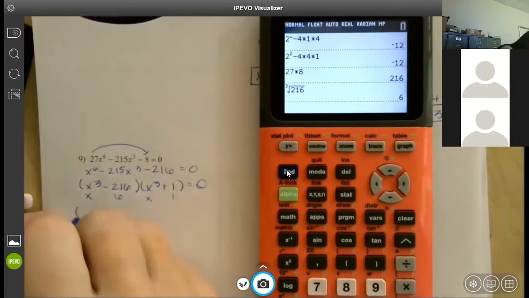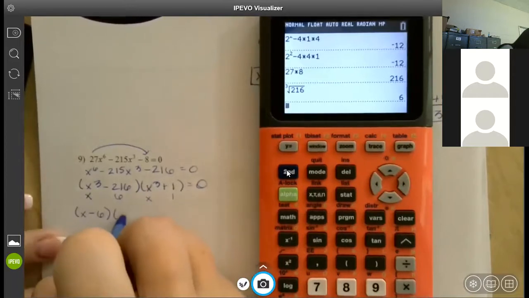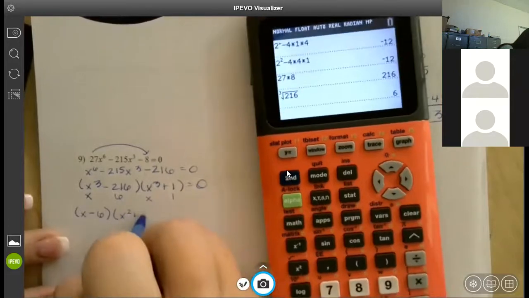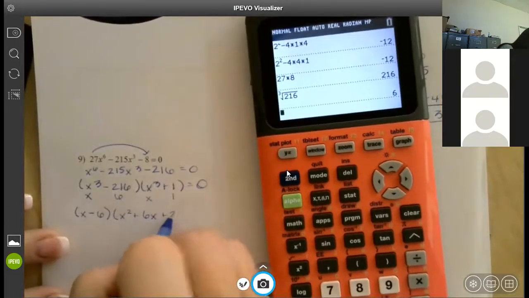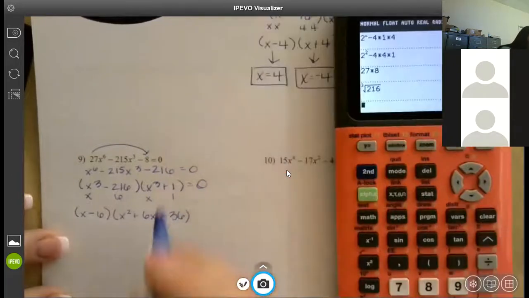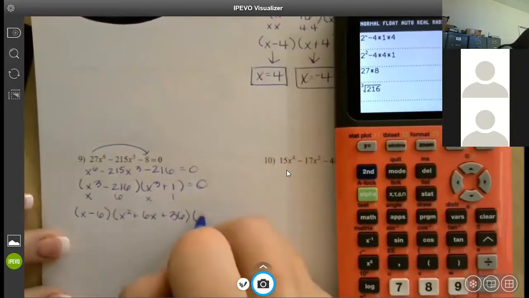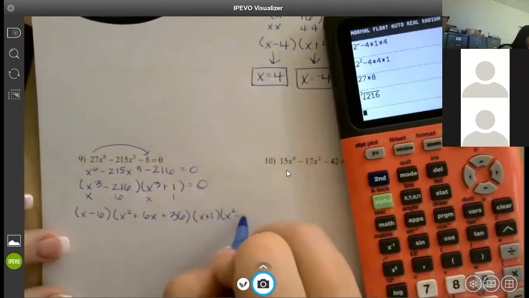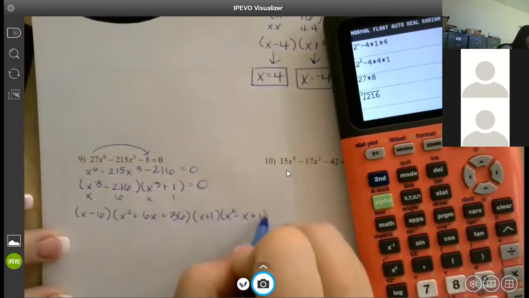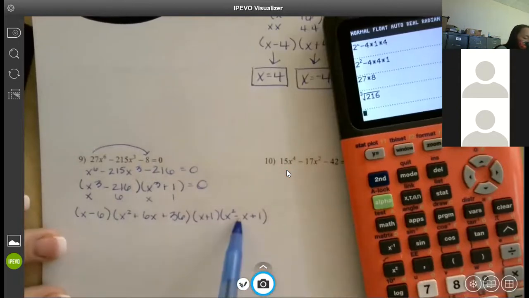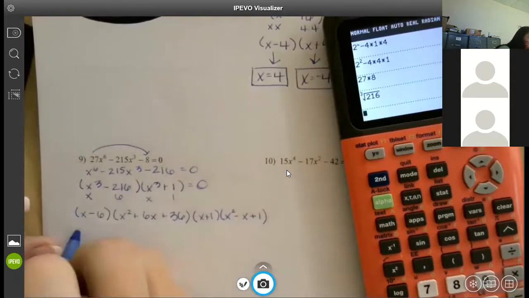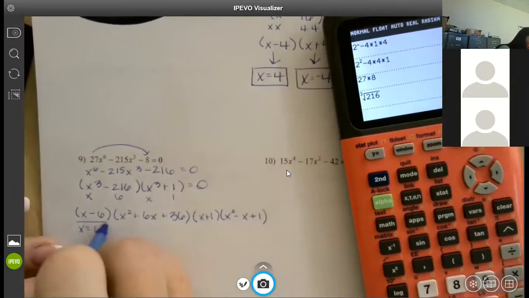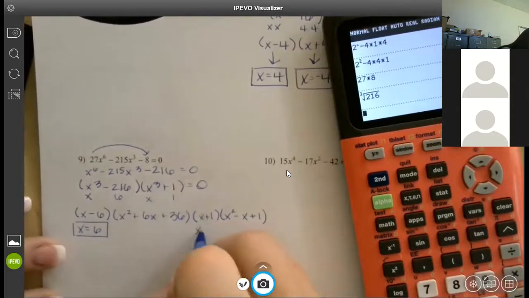Okay. So for the first one, we do what we see, x minus 6. Square the first, change the sign, multiply them together, square the last. For the x and 1, write what you see, x plus 1, x squared minus x plus 1. If you have to put the 1 on there, that's fine as well. This first one is going to be easy. It's going to be a positive 6. This one is going to be a negative 1.